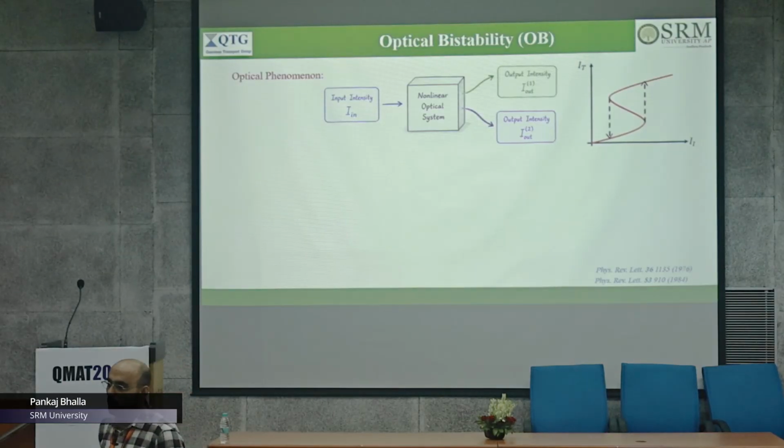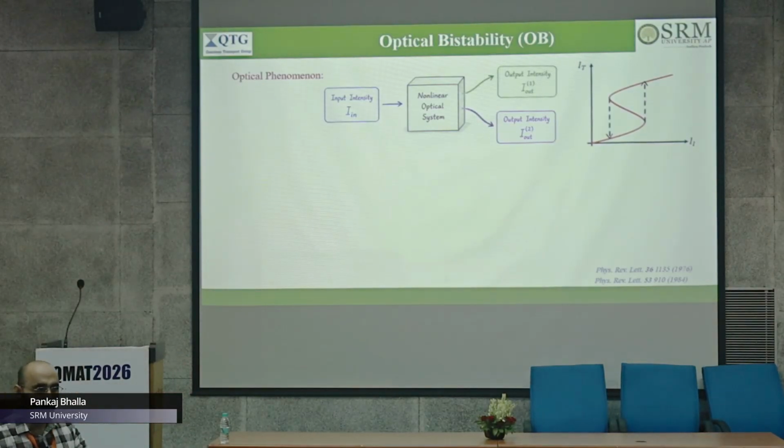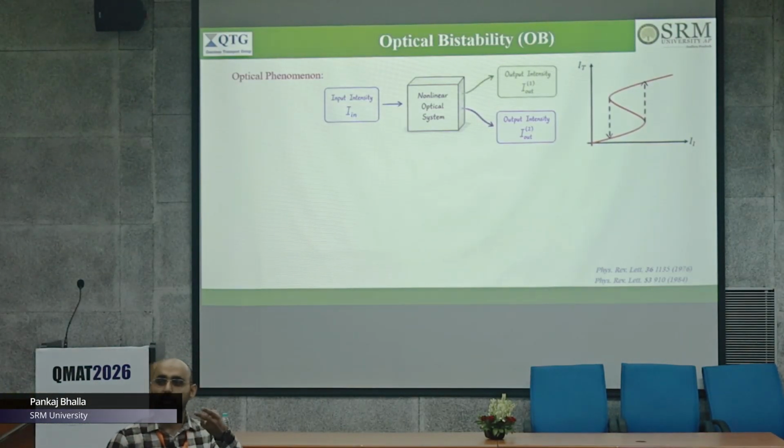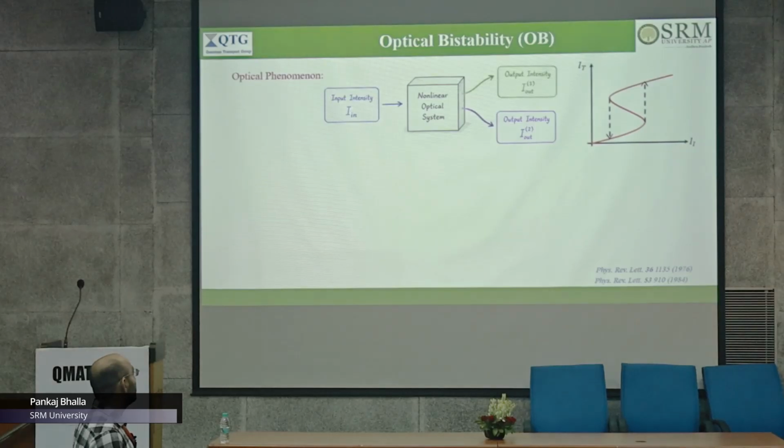So first, let's say what is optical bistability. Optical bistability is just an optical phenomenon. You are giving one input intensity, but you are getting two outputs. As you can see, you are giving an input intensity, you have a system, and you are getting two outputs.